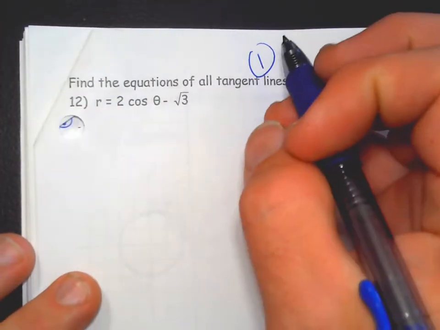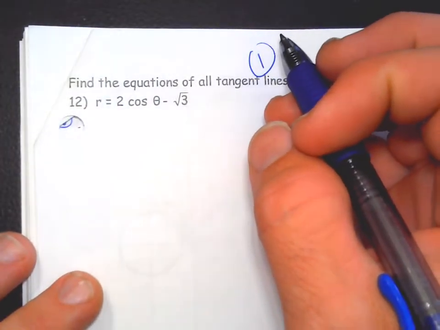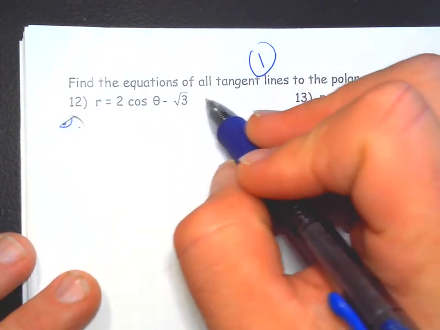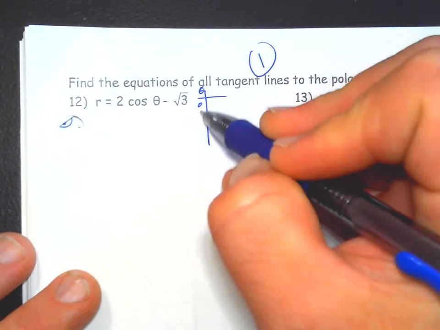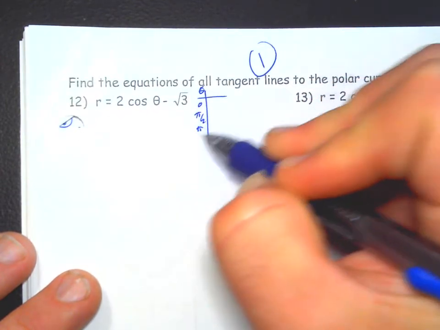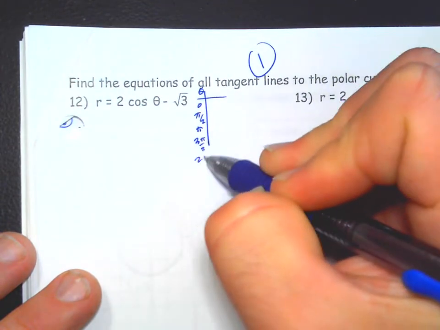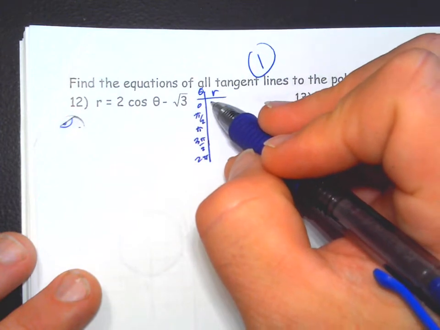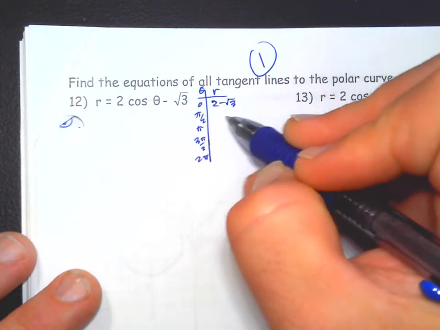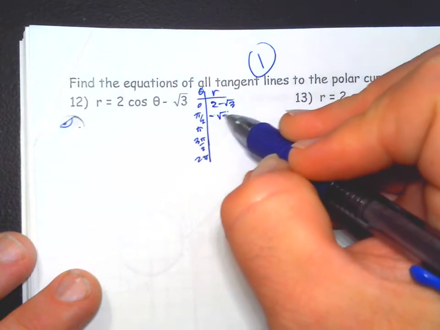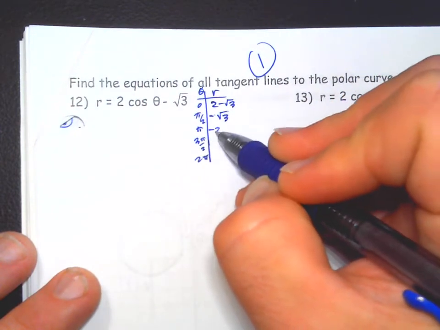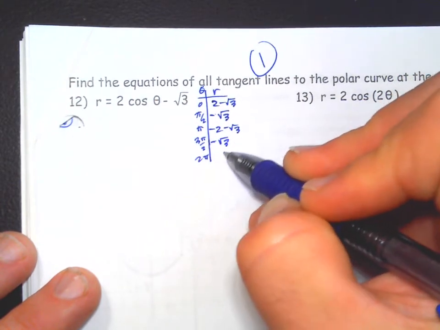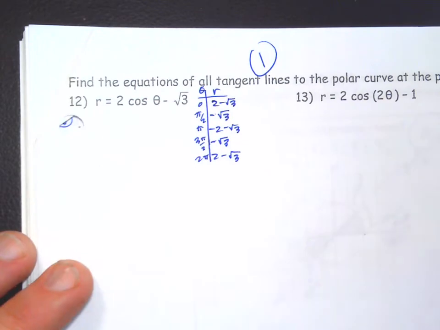Now, again, I think drawing a sketch of this would be helpful. So this is some kind of limacon. If we did a quick table, if you plug 0 in, you're going to get 2 minus root 3. Plug pi over 2 in, you're going to get negative root 3. Plug pi in, you get negative 2 minus root 3. Plug 3 pi over 2 in, you're going to get negative root 3. And plug 2 pi in, you're going to get 2 minus root 3. Okay, so this is kind of ugly.